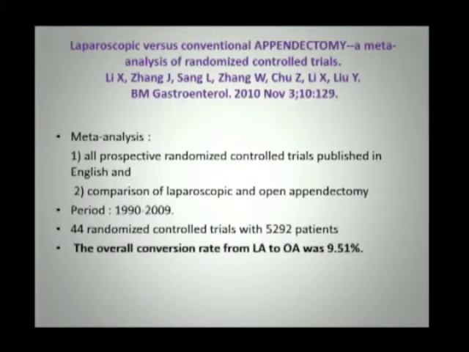Let's get to another example, which maybe entices a little bit more to the etiology, part of the etiology. We'll look at laparoscopic appendectomy. This is Lee, a very nice meta-analysis looking over a period of 20 years. He gathered 44 prospective randomized trials looking at laparoscopic appendectomy versus open appendectomy. The overall conversion rate over this period was about 9.5%.